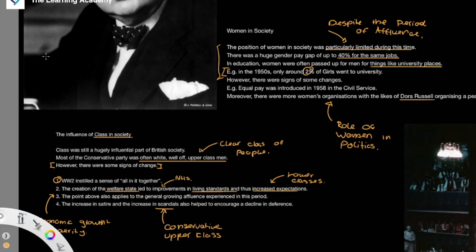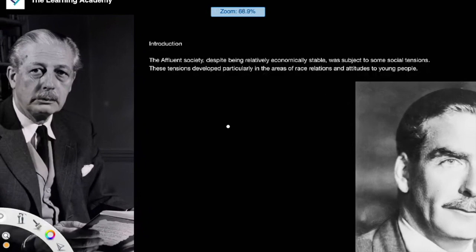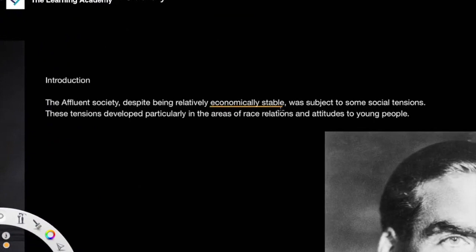So in the last lesson, we looked at the social structures that existed within this period in history, within the affluent society. In this lesson, we're going to have a look at the social tensions that existed, because despite the fact that the affluent society was very economically stable and very prosperous, there were still some social tensions.